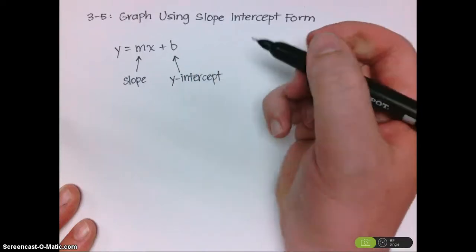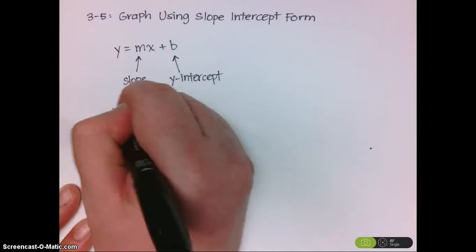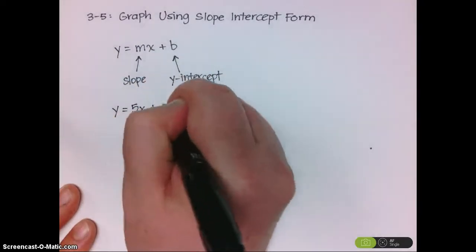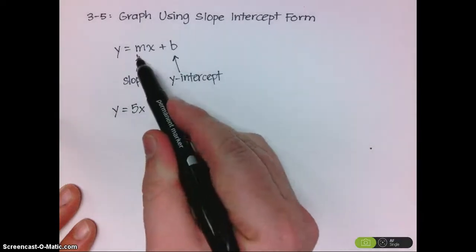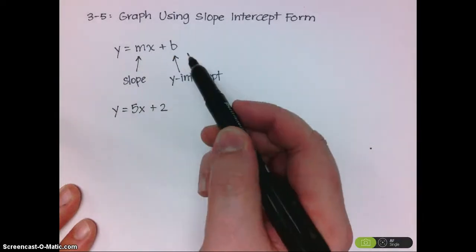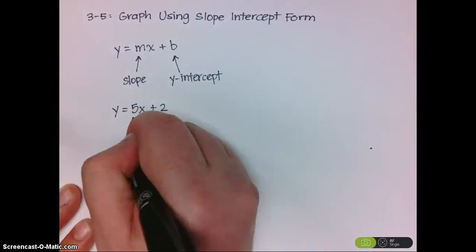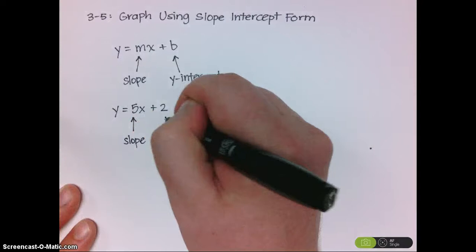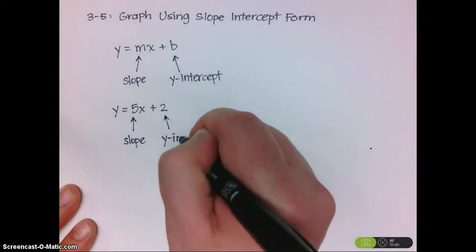That means where it's going to cross the y-axis. So if I have an equation and it looks like this, y equals 5x plus 2, and it's already in this form, just like the y equals mx plus b, I could see straight away my slope is going to be 5. That's how steep the line is going to go. And it's going to cross the y-axis at 2. That's my y-intercept.